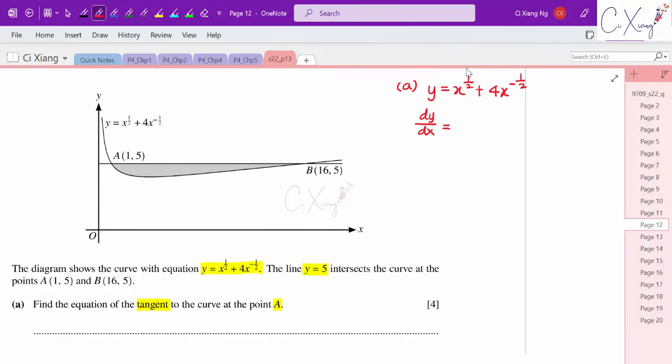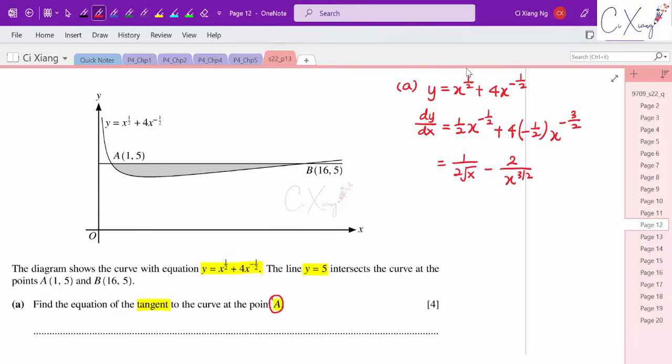The power half, put it in front, becomes half. Copy the x, power minus 1 becomes negative half. 4 is a constant, so I just copy it. The power again, I bring it in front, so I have negative half. Copy the x, then the original power minus 1, so I get negative 3 over 2. Then we simplify it. I have 1 over 2 square root x, minus 2 over x power 3 over 2.